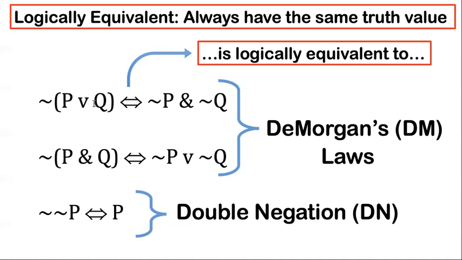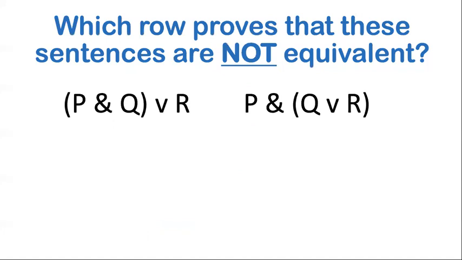Now, besides proving things are equivalent with truth tables, you can also use truth tables to prove sentences are not equivalent. So here's your job for this video. Pause your videos now and see if you can prove that these are not equivalent. What would that take? I'll give you a hint. You need to compute the truth functions for them. So pause your videos now, compute these truth functions.